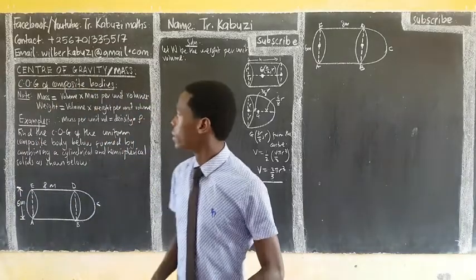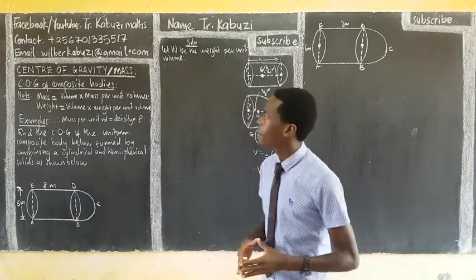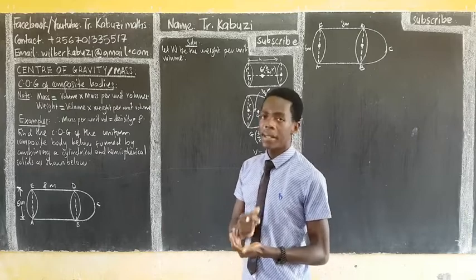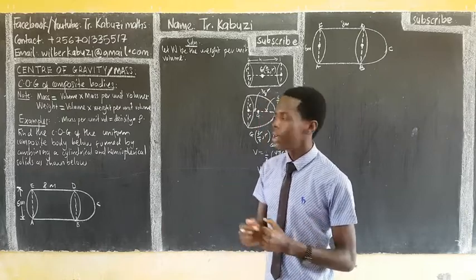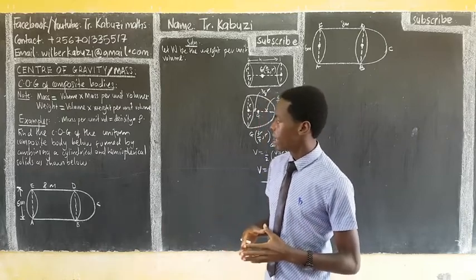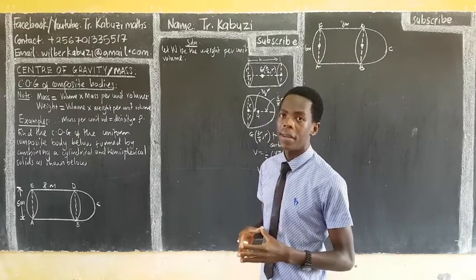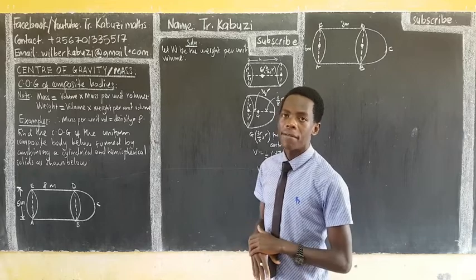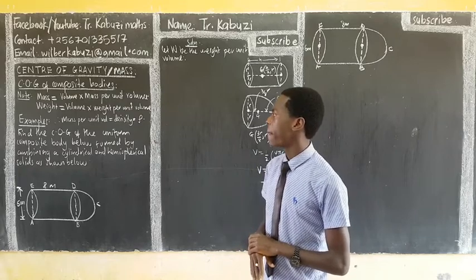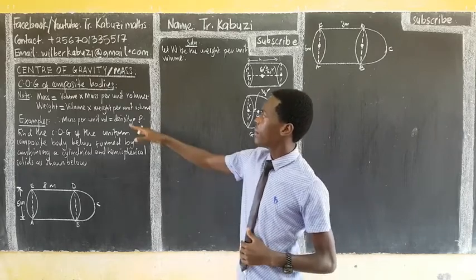We are still on composite bodies and the center of gravity of composite bodies. Now we are in the case when they are solid. Here we have a combination of a cylinder and a hemisphere. A hemisphere is always half of a full sphere. So we are going to still use this formula.